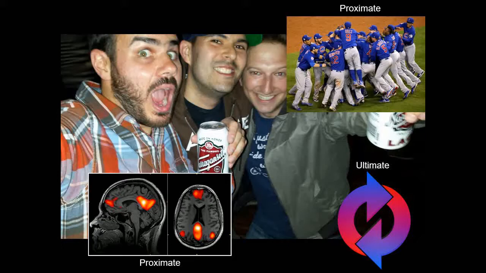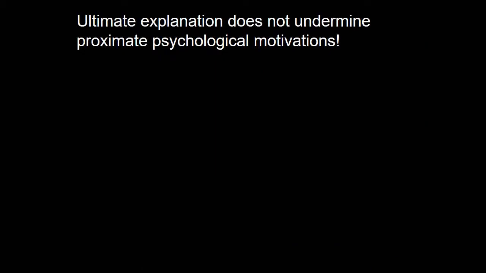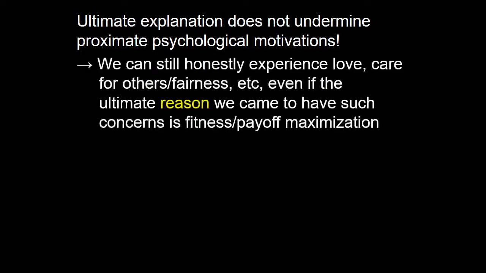And so, it's important to remember these things, but I think the key point that I want to make, that I feel gets mixed up a lot, is that the existence of an ultimate explanation for behavior doesn't undermine the proximate psychology that is driving that behavior. You can still honestly experience things like love, you can honestly care about the well-being of others, all of these things, even if there's some ultimate reason that it's in your long-run self-interest to engage in these behaviors.